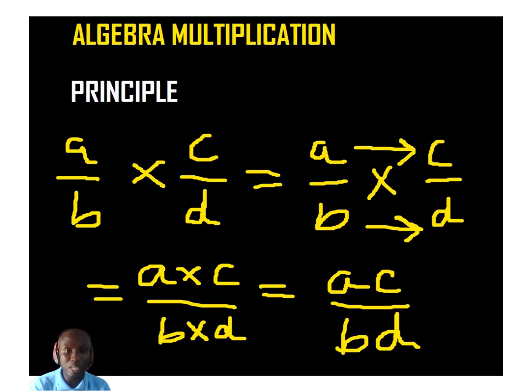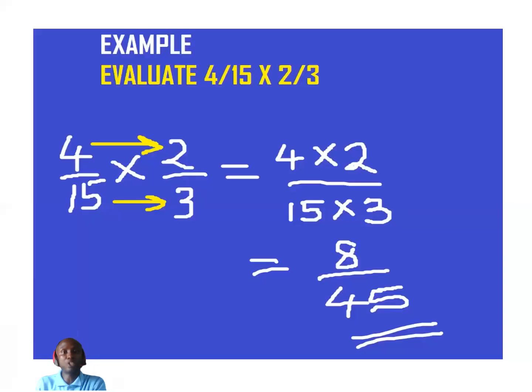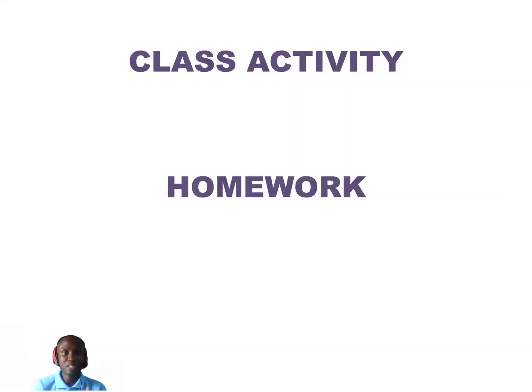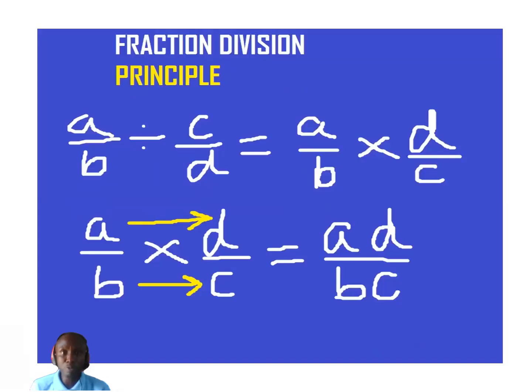So let's look at a quick example on fraction multiplication. 4 over 15 times 2 over 3. Multiply all the numerators, you get 4 times 2, multiply all the denominators, you get 15 times 3, and that's 8 over 45. So let's move on to the next slide. Now, in the next slide, yes, class activity, homework, do what I've been telling you on class activity and homework. Let's move to the next slide.